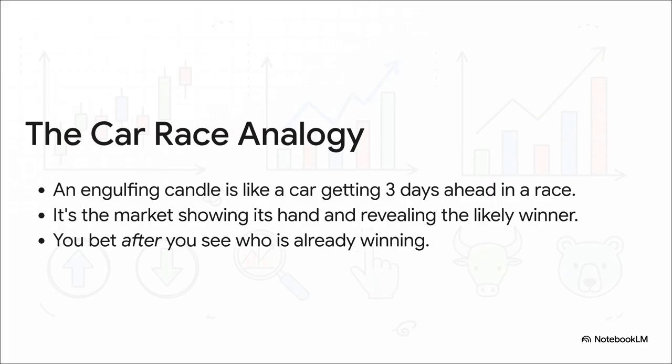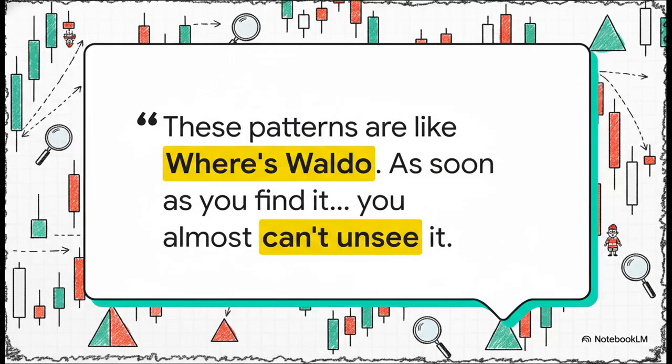The source has a great way of thinking about this. It's like a car race. Imagine if you were allowed to place your bet after one of the cars had already lapped everybody else. That's kind of the power of an engulfing candle. The market is literally showing you its hand. And hey, it's not just about these single candles. When you start combining them, they form these bigger patterns. And again, the source uses the perfect analogy. It's like, where's Waldo? You know how at first it's impossible to see him, but as soon as you find him, you can't unsee him. It's the same with these patterns. They just start jumping out at you.